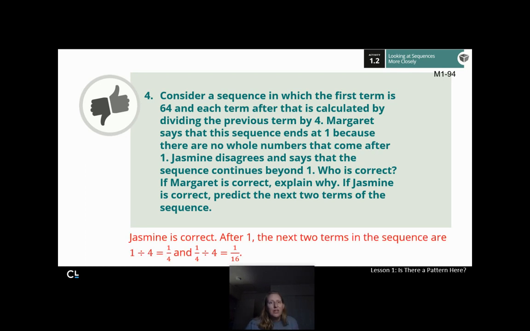After 1, you can keep going. You can take 1 and divide it by 4. That gives you 1/4. You can take 1/4 and divide it by 4. That gives you 1/16. So it doesn't have to stop at 1. Depending on what it is, you can give fractions. Fractions are numbers too. They need love too. Okay, take care of your fractions. It's important.